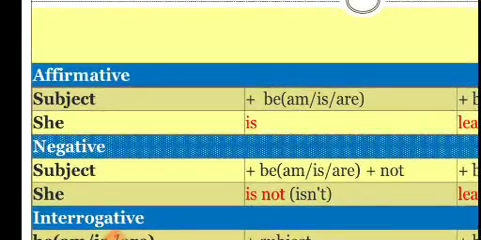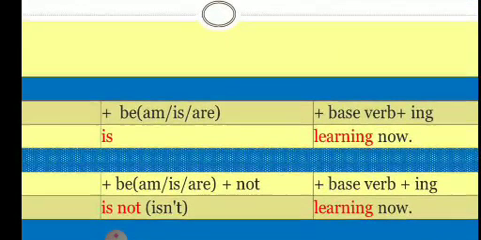In the case of affirmative, its structure is subject plus be verbs like am, is, or are plus base verb plus ing, or present participle. That is, we form the present continuous tense using the structure subject plus am or is or are plus present participle in the case of affirmative sentences. In the case of interrogative sentences, we invert the subject and am or is or are. Negatives are made with not.